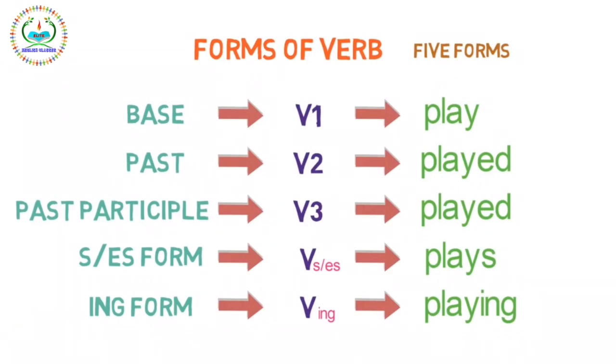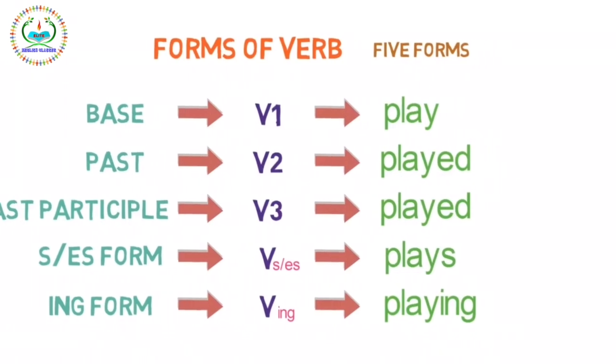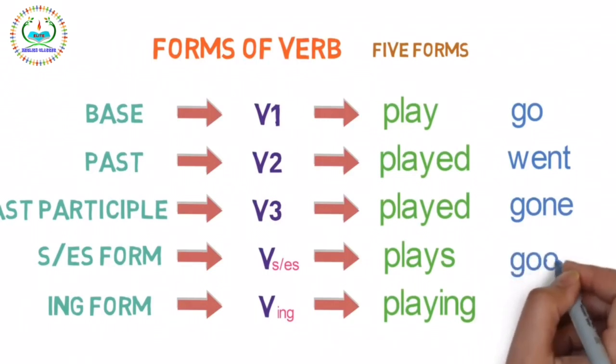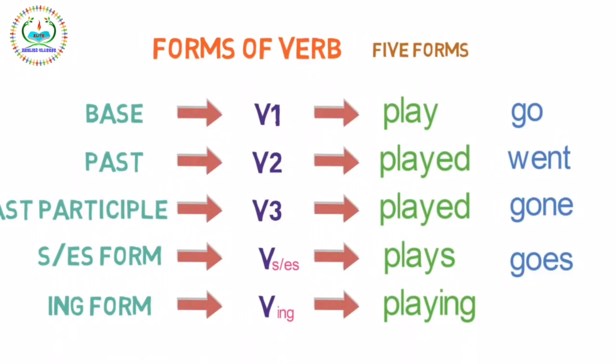Let's look into one more example. Go: in the base form is go. The past form, it is went. In the past participle form, it is gone. And in S/ES form, it is goes. And in ING form, it is going. Now that you are clear with the verb forms, let's dive into the tenses.